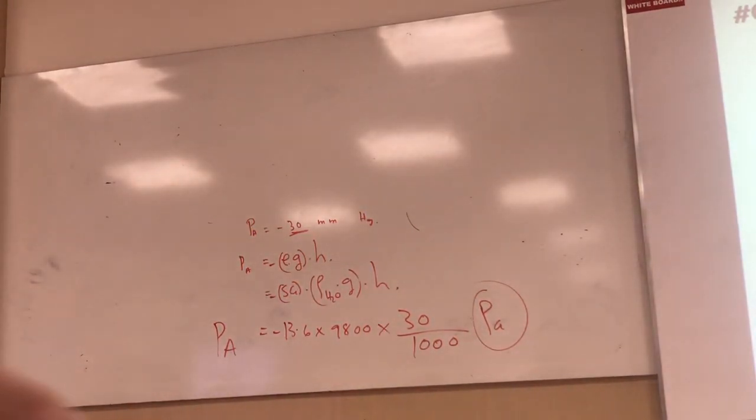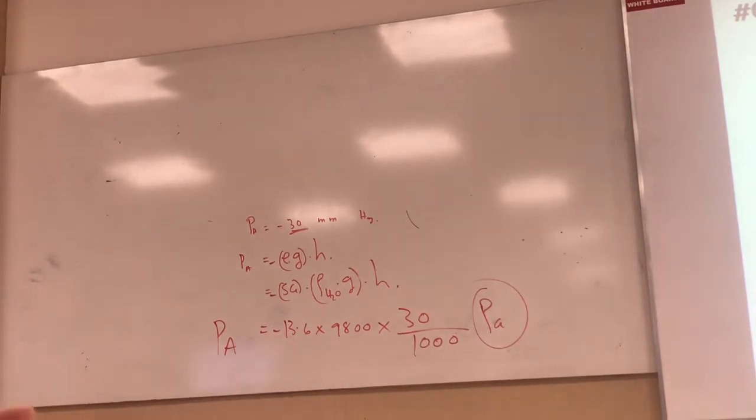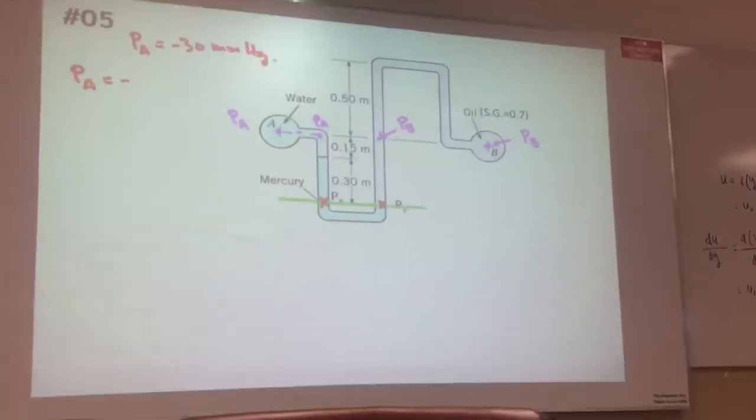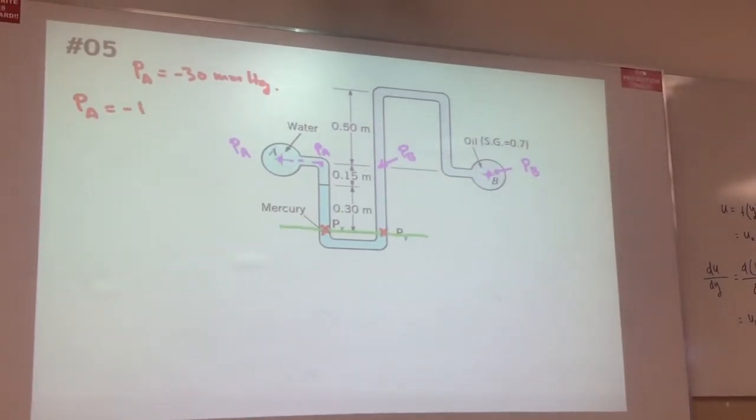So what can I write? PA becomes minus specific gravity of mercury 13.6 times 9800 times 30 by 1000 Pascal, right? All right. So this one you can calculate.